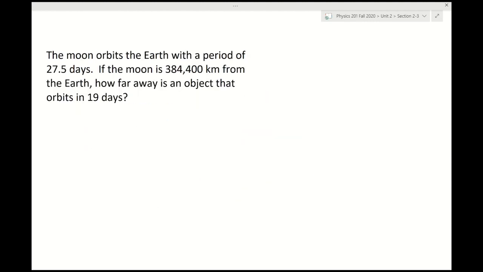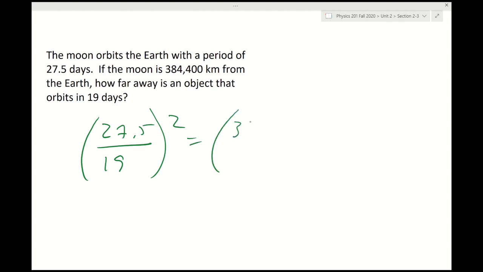The moon orbits the Earth with a period of 27.5 days. If the moon is 384,500 kilometers from the Earth, how far away is an object that orbits in 19 days? 27.5 over 19 squared equals 384,400 over S2 cubed.